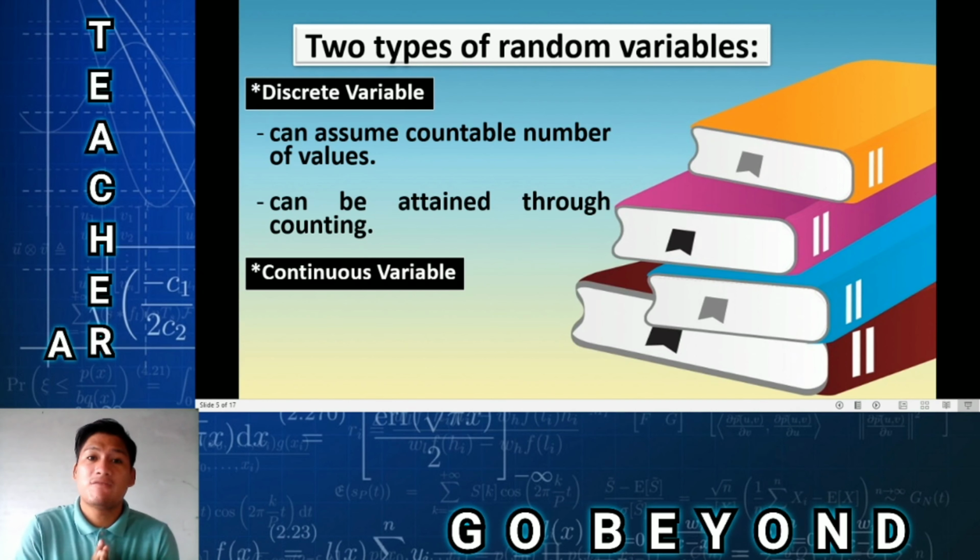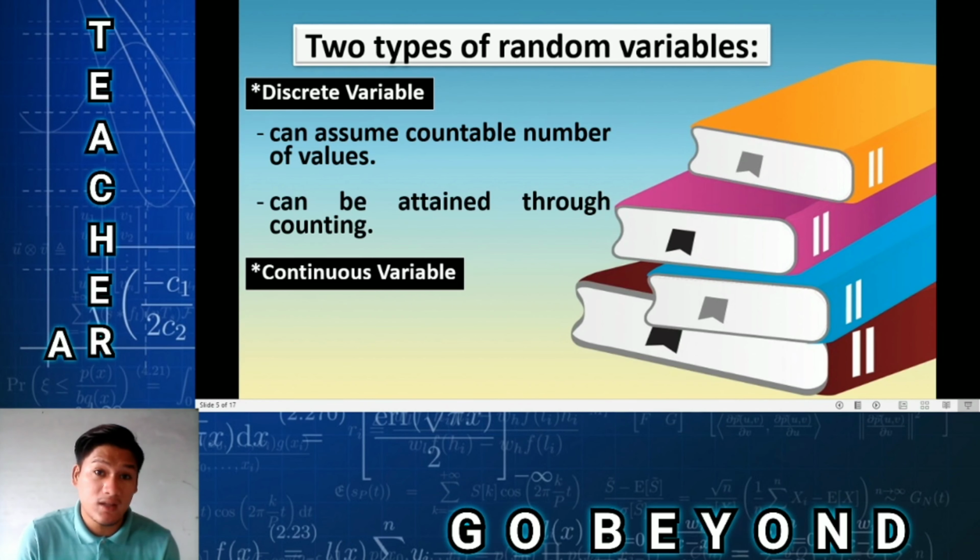Again, these are variables that can be counted. When we count, of course, we are just using the whole numbers, like for example, 1, 2, 3, 4, 5, 6, and so on and so forth. That is how we count the variables. Meaning to say, we don't include the decimal, the interval between the two whole numbers. We don't use 1.1, 1.2, 1.3. No, because discrete variables are variables that can be attained through counting.